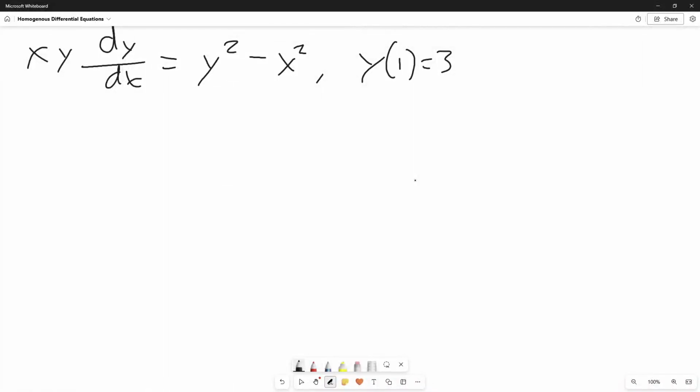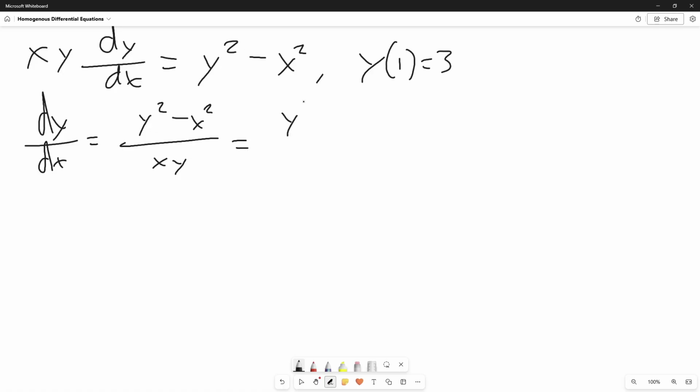Now, for an example, let's try to find the solution to this differential equation. x times y times dy over dx equals y squared minus x squared, where y of 1 equals 3. So first, let's isolate our dy over dx by dividing both sides by x times y. So y squared minus x squared all over xy. And then when we separate the fractions, we get y squared over xy minus x squared over xy. And then these cancel out. So we're left with y over x minus x over y.